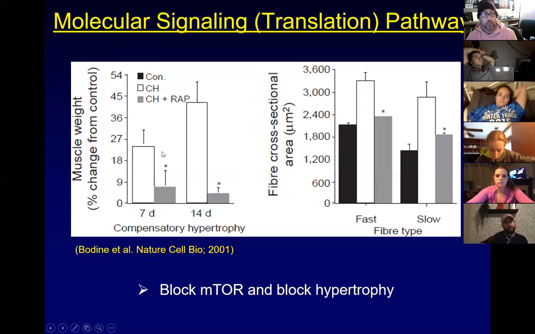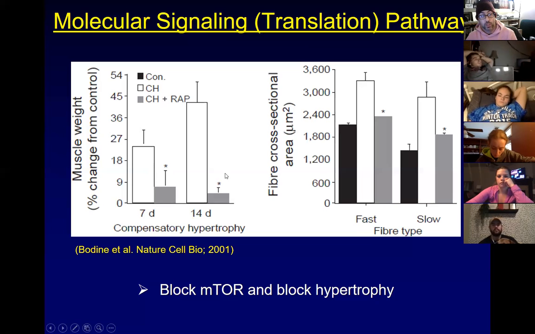And so what they did was here we have 7 days or 14 days of compensatory hypertrophy in these animals. So this is a synergist ablation model. And they get just the compensatory hypertrophy. This is going to be their change in muscle weight. So it goes up almost 25% or so. And then you give them the hypertrophy response, the synergist ablation, but then you give them rapamycin, so it blunts mTOR, and you get much, much less.